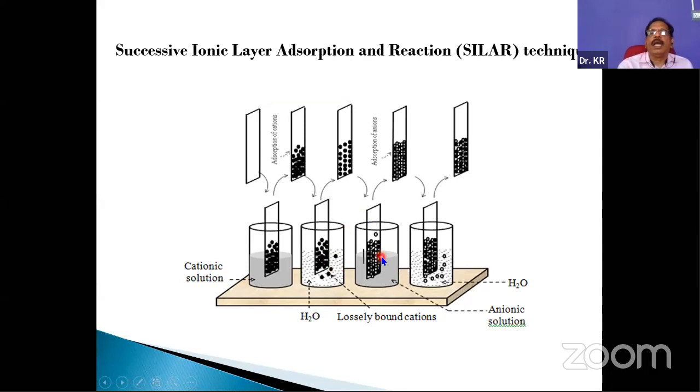Then the third one is the beaker for anionic solution. In the case of cadmium sulfide, thiourea solution is placed here, which consists of S2- ions. This is again a water bath, deionized water bath. First, the substrate is dipped or immersed into the first beaker. Then Cd2+ ions from the precursor solution, starting solution, are picked up by the substrate. And then after that, it is dipped in the second water bath. Then the loosely bound Cd2+ ions are removed or eliminated from the surface. And only the strongly stuck cadmium 2+ ions survive after this dipping.